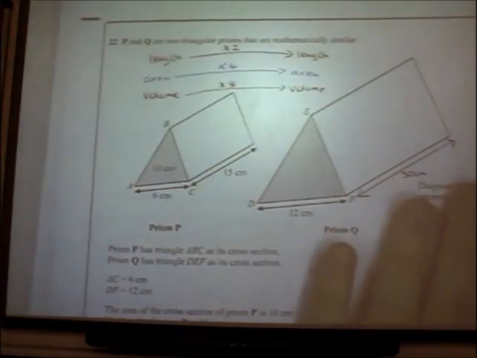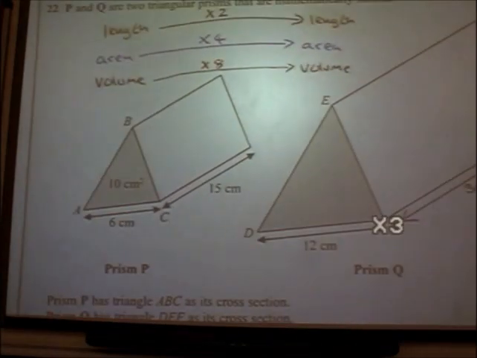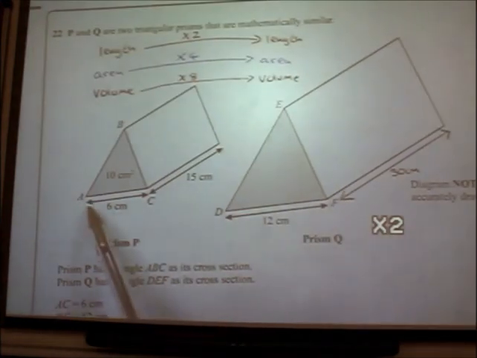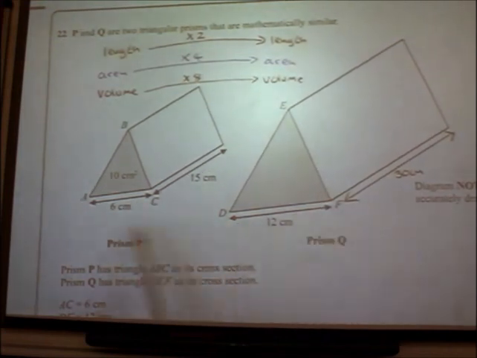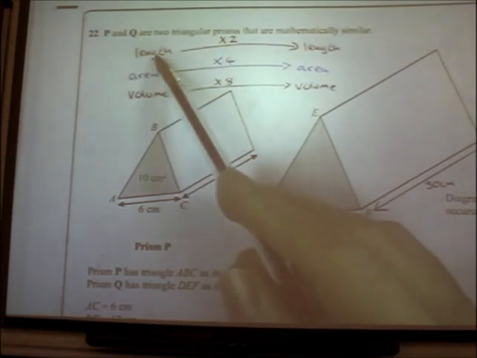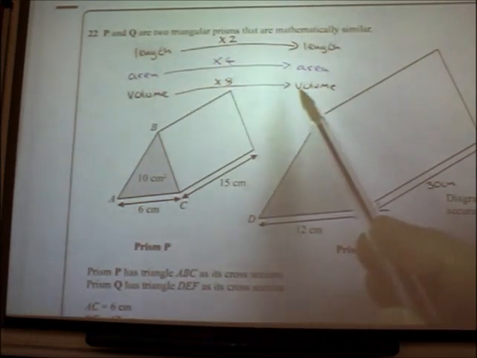Right, this next one is a bit nasty. Let me try and explain how to do them. What I've done at the top is I've noticed that these prisms, by the way, are mathematically similar. So that length there is 6, that length there is 12. So that's doubling. So the rule you've got to remember is that if the length doubles, the area will times by 4 and the volume will be multiplied by 8.